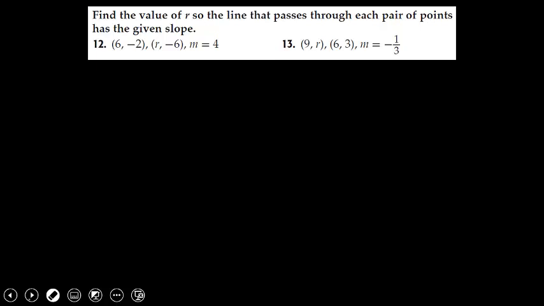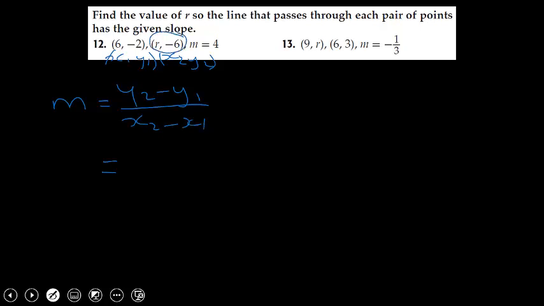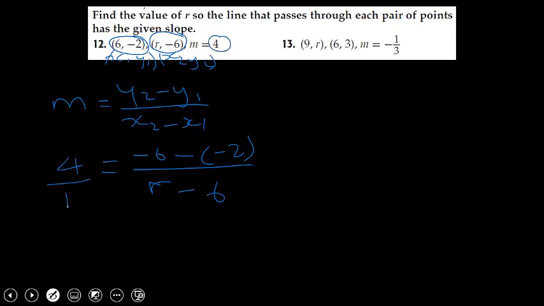Find the value of r so that the line passes through each pair of points and has the given slope value. So over here we are given x1, y1, x2, y2, and y2 minus y1 over x2 minus x1. Now I look at value 2 and I'm going to say minus 6 minus value 1 minus 2 over value 2, r minus 6, and that is equal to the m value of 4 over 1, or just 4.